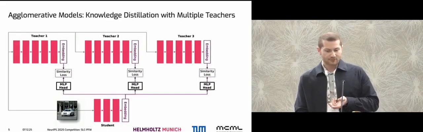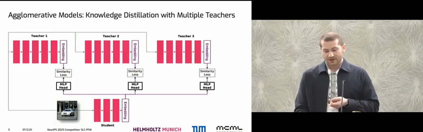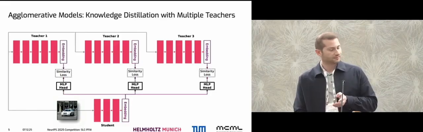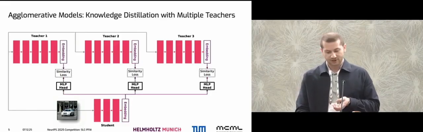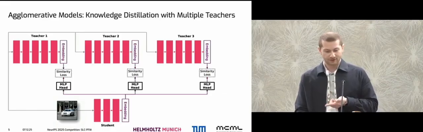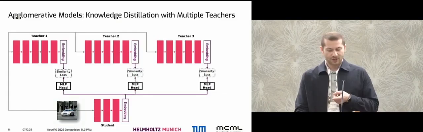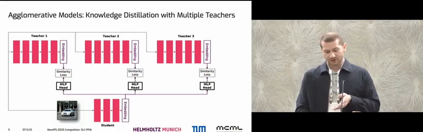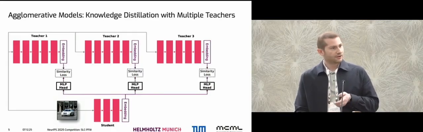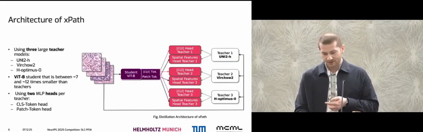And for that, we're borrowing some inspiration from agglomerative models. These can have an arbitrary number of teachers. This is just a showcase where we have 3 teachers and a much smaller student model. We forward the image through the student model and the teacher models. And then for each teacher model, we have a projection head attached to the student model that projects the student embedding onto the teacher embedding and then matches them with a similarity-based loss.